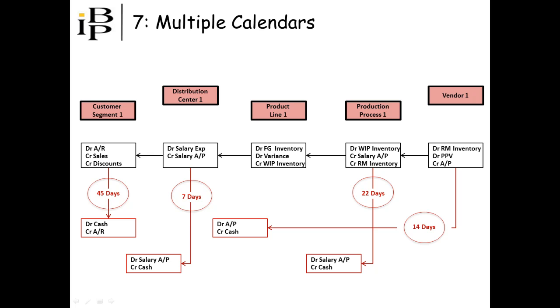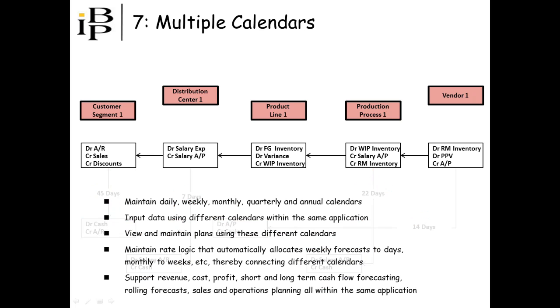Multiple calendars is important because it provides the means to integrate different plans and forecasts into a single application. It's the vehicle by which lead times based in days, as shown on the screen, can coexist in financial applications that are based in months. As an example, this capability provides the means to support revenue, cost, profit, short and long-term cash flow forecasting, rolling forecasts, sales and operations planning, all within the same application. Most EPM applications cannot support such integrated processes. One of the key reasons is that they don't support the type of calendar logic shown on the screen.